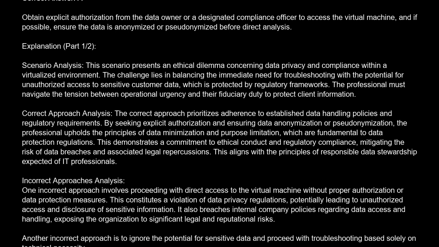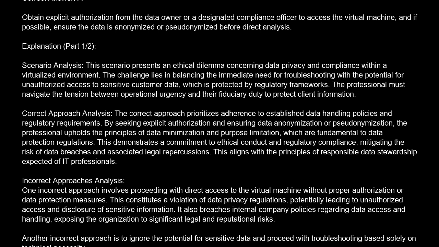Explanation. Scenario analysis. This scenario presents an ethical dilemma concerning data privacy and compliance within a virtualized environment. The challenge lies in balancing the immediate need for troubleshooting with the potential for unauthorized access to sensitive customer data, which is protected by regulatory frameworks. The professional must navigate the tension between operational urgency and their fiduciary duty to protect client information.